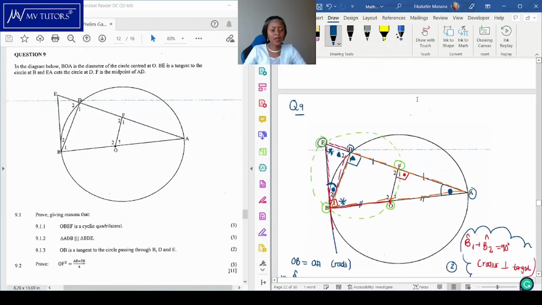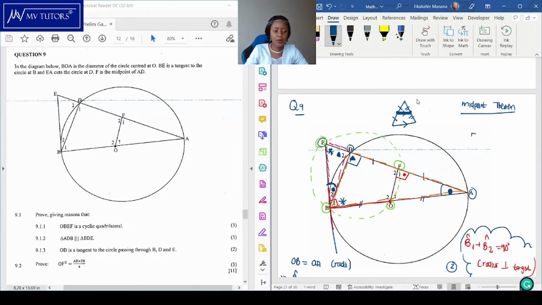One thing I've realized, I don't know if you remember the midpoint theorem. The midpoint theorem says if you have a triangle, and then you have a line in the triangle which bisects two sides of the triangle, like F here bisects DA and O bisects AB, that line will be parallel to the third side of the triangle, and it will be half the length of that side.